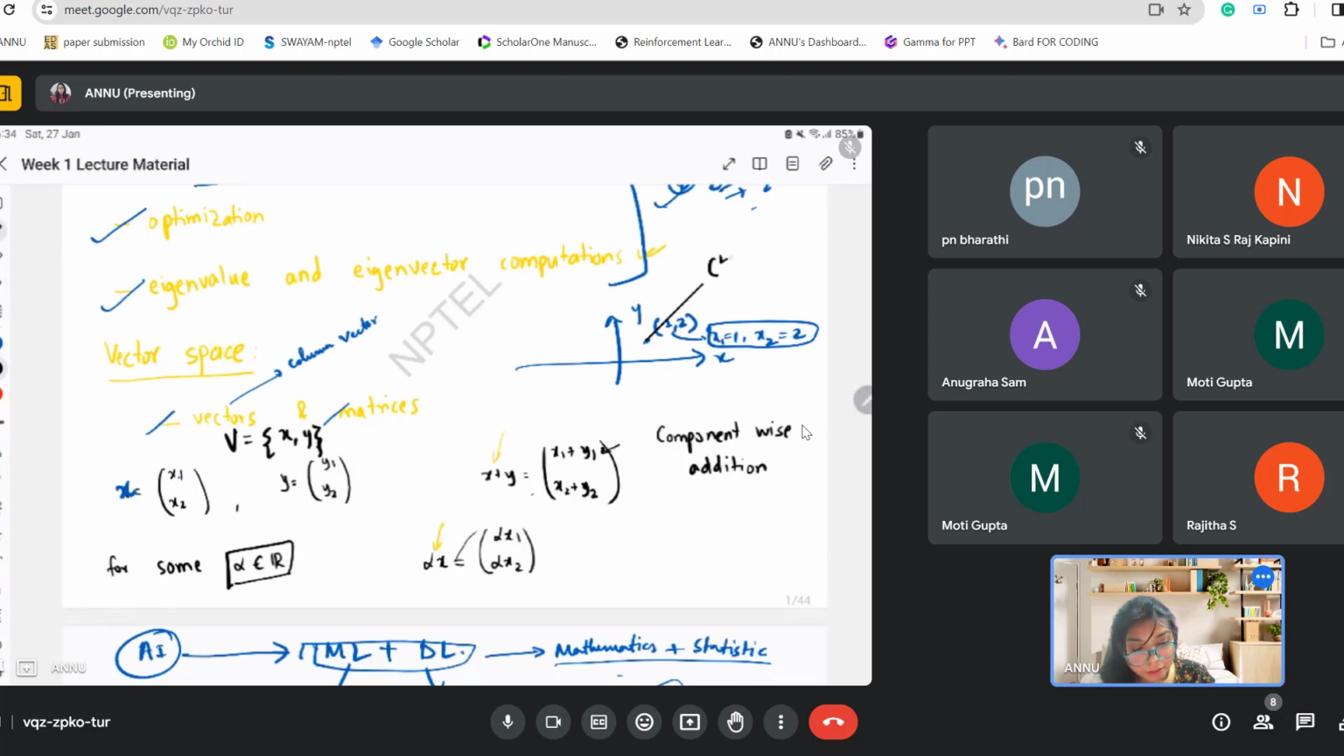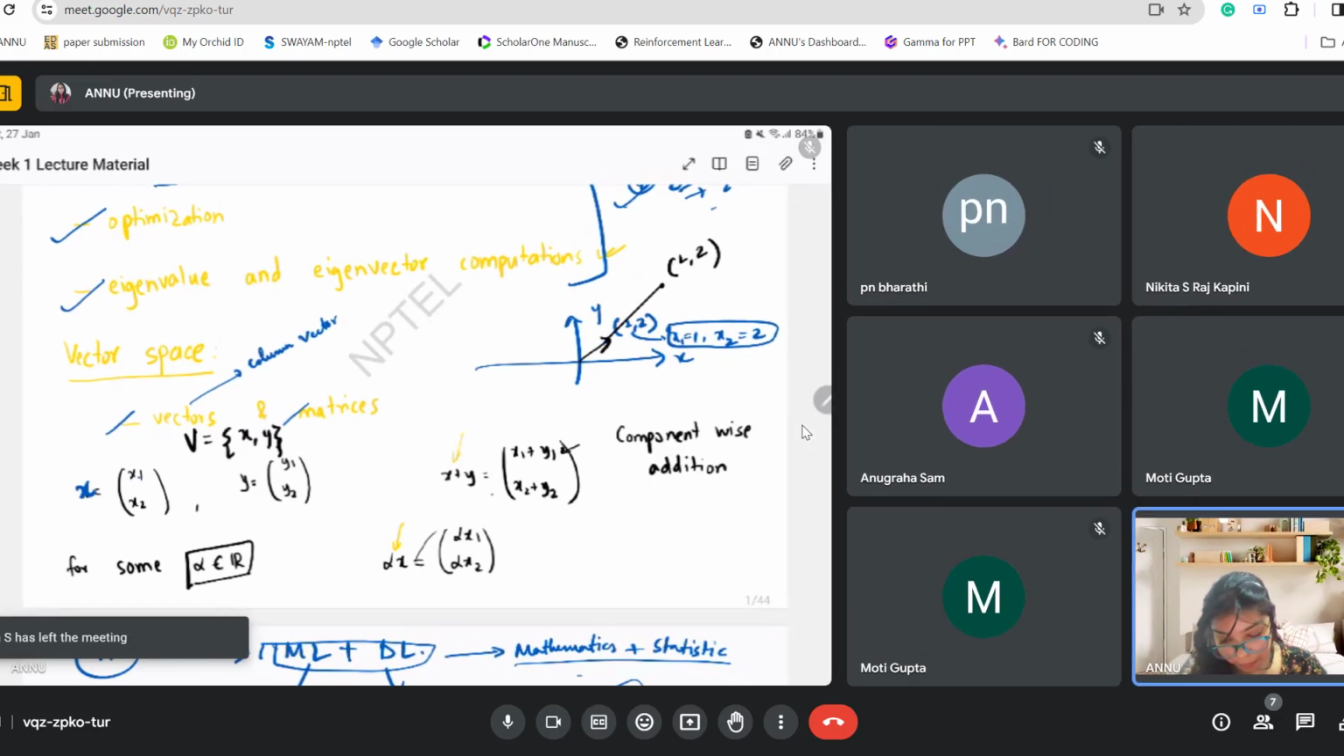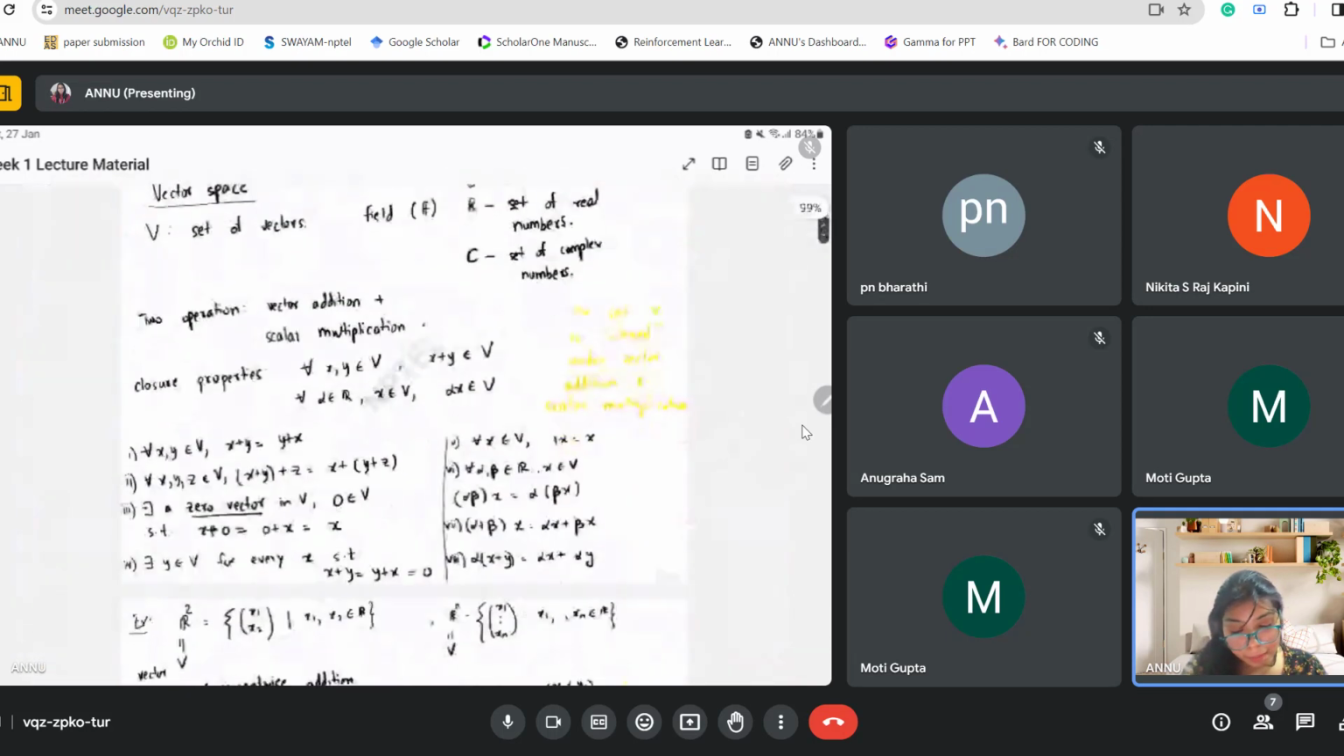Okay. So for example, you have 1, 2. So you have to find this one. This particular vector is this vector, and this particular vector is this vector. So what is their sum? This vector. You have to state whether this vector belongs to the particular vector space or not. So this is one of the properties.